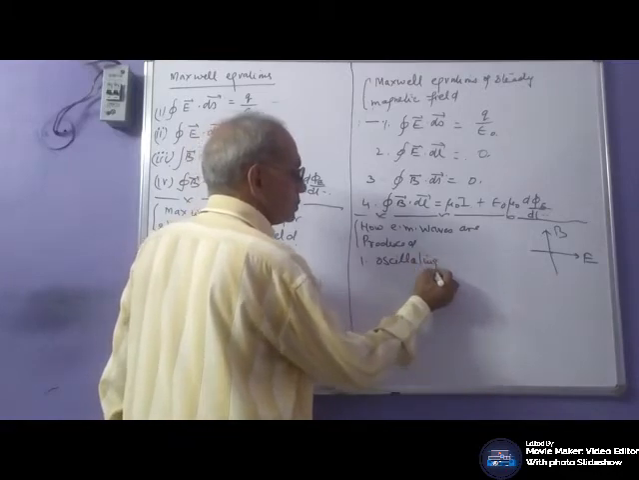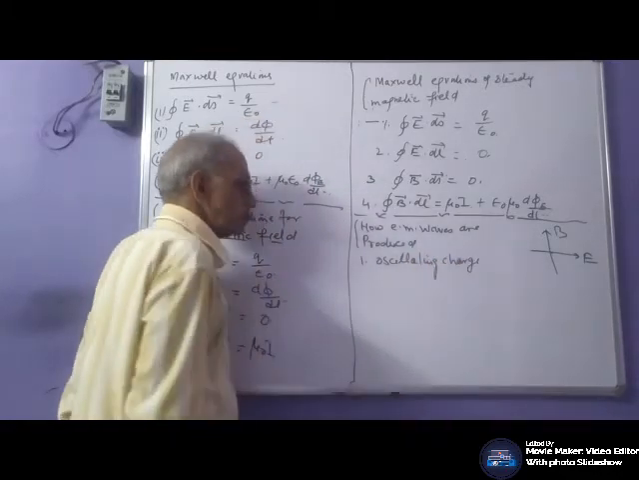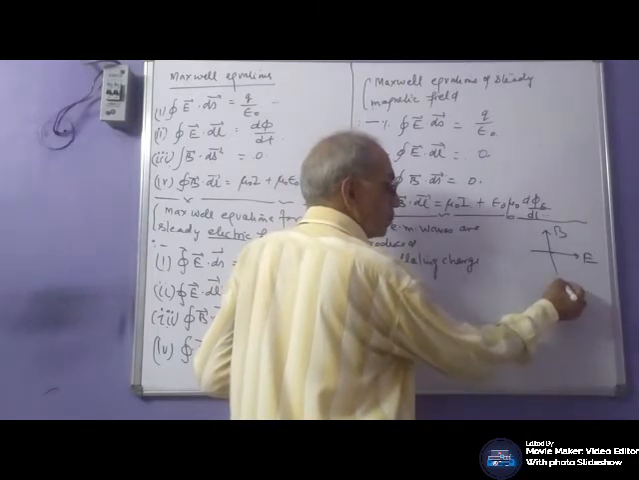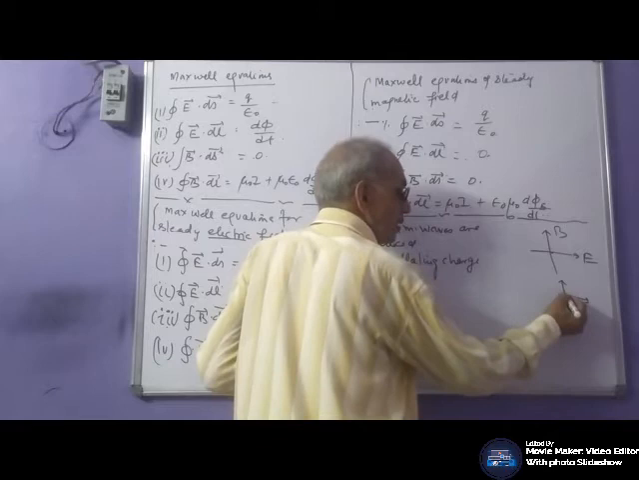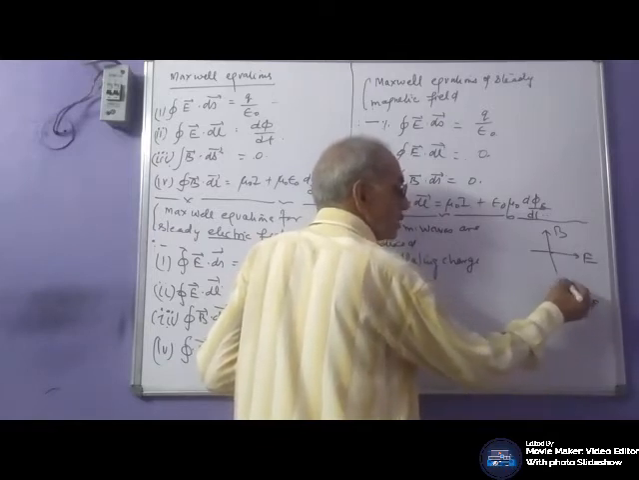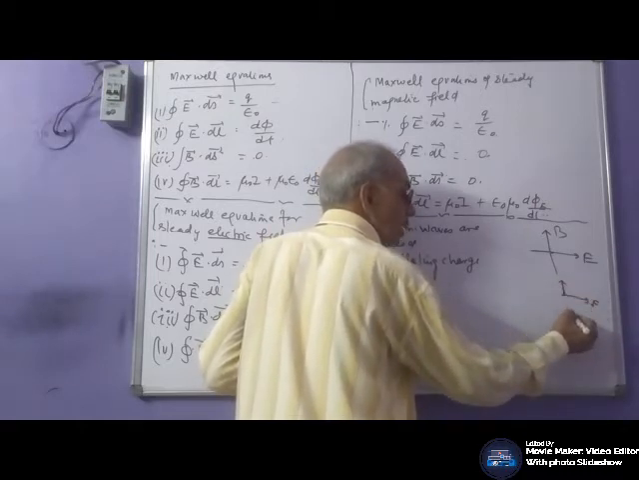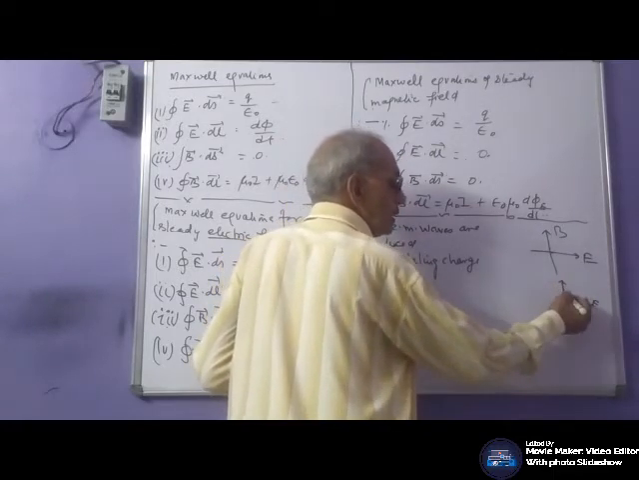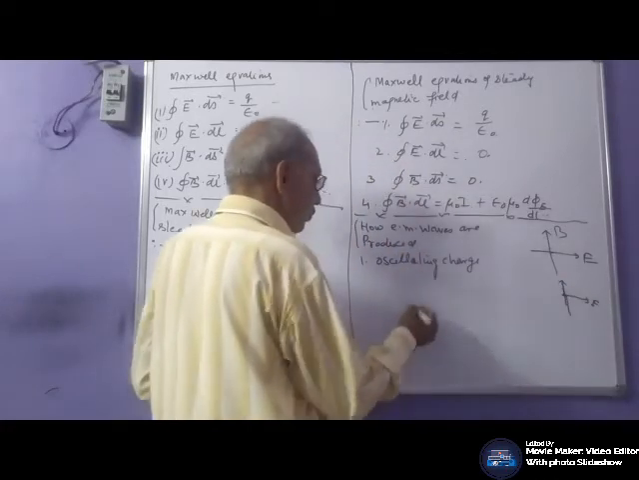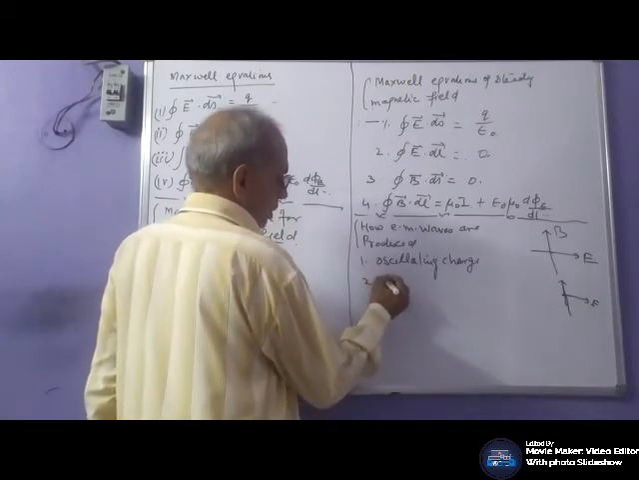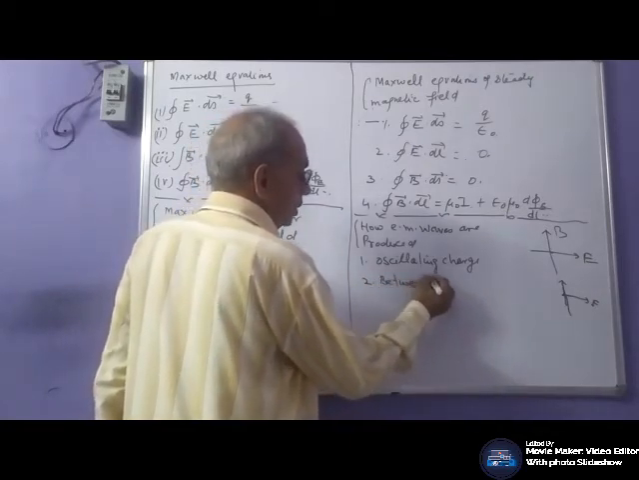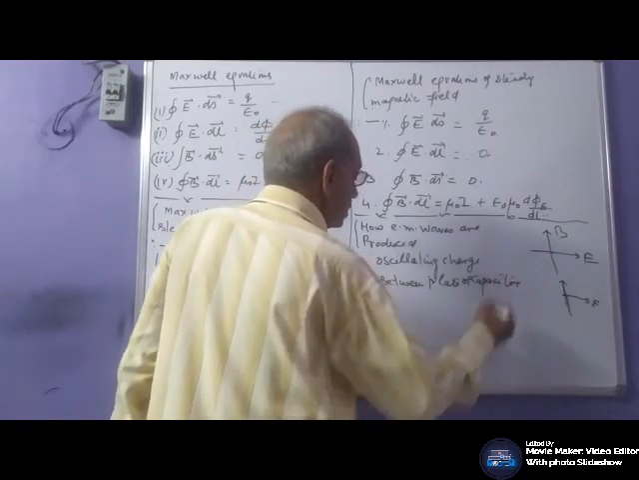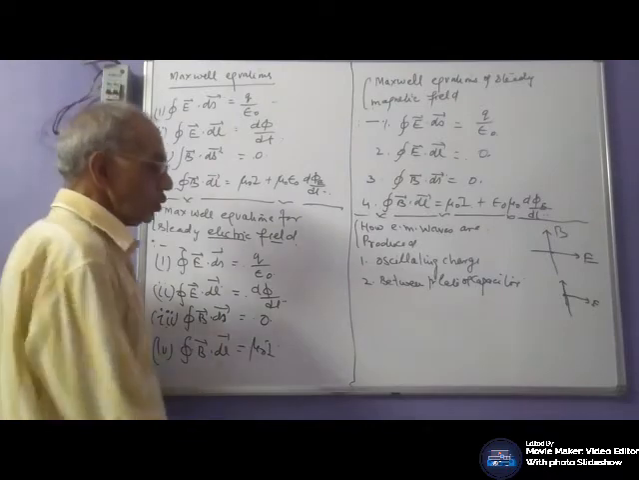An oscillating charge. If the charge oscillates like this, if the charge is here, this is E. If the charge moves like this, E decreases, back, E increases, again decreases. The changing charge makes a current loop, so B also varies. E varies, B varies, so EM waves are produced. Oscillating charge will produce EM waves between the plates of capacitors, because as E varies, B will vary.